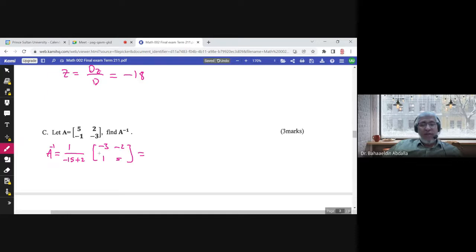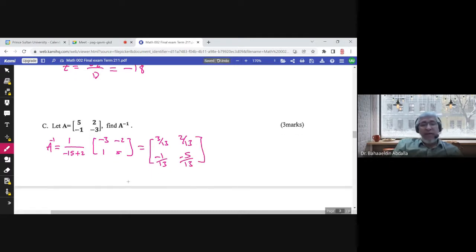Now multiply this, so -3 over -13 is 3 over 13. -2 over -13 is 2 over 13. -1 over 13, and -5 over 13. And this is in fact A inverse.